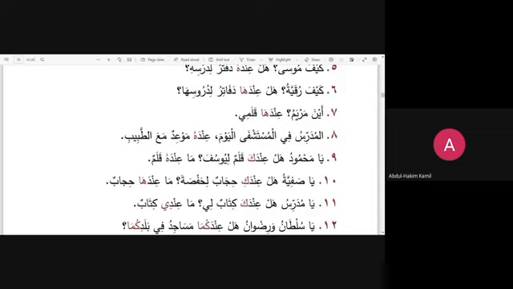Hal indaka qalamun li Yusuf? Ma indahu qalamun? Hal indaka qalamun li Yusuf? Qalamun li Yusuf? Ma indahu qalamun? Ya Sofiya.